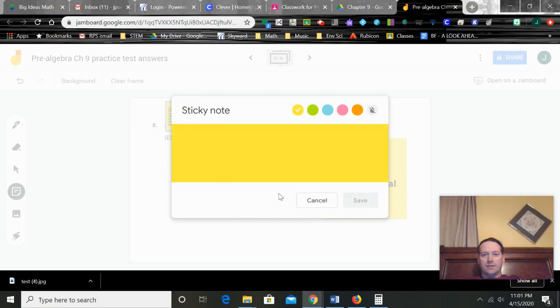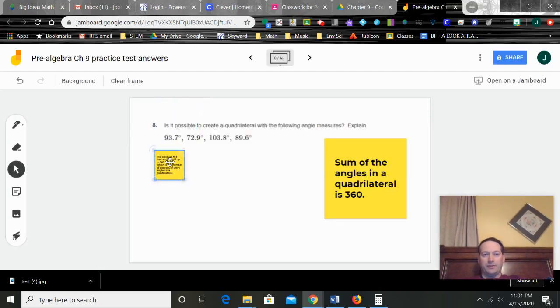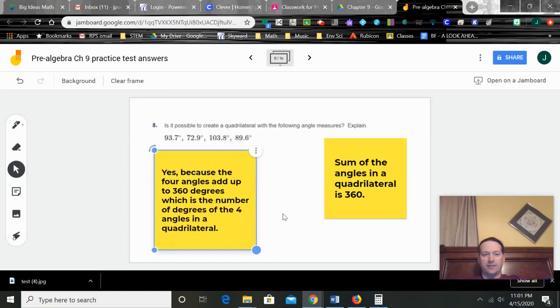Oh my goodness, you can barely read that. Let's just make sure that sounds good. Yes, because 4 angles add up to 360 degrees, which is the number of degrees of the 4 angles of a quadrilateral. That might be a little long. You can probably just cut it off right there.